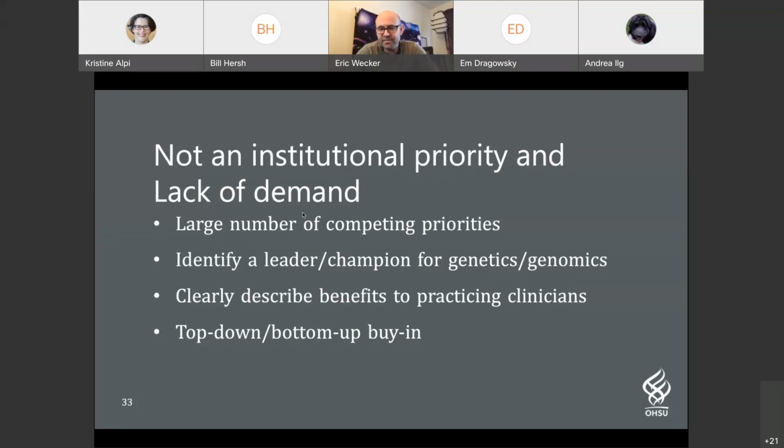And then, the same thing that we hear with every project at every institution, you have to clearly describe the benefits to the practicing clinician. So you have to get buy-in from your stakeholders. It's a pretty standard approach. So you can get leadership, but if you don't have the people in the trenches supporting the project, it's not going to work. And this applies to every IT project or pretty much any institutional project.